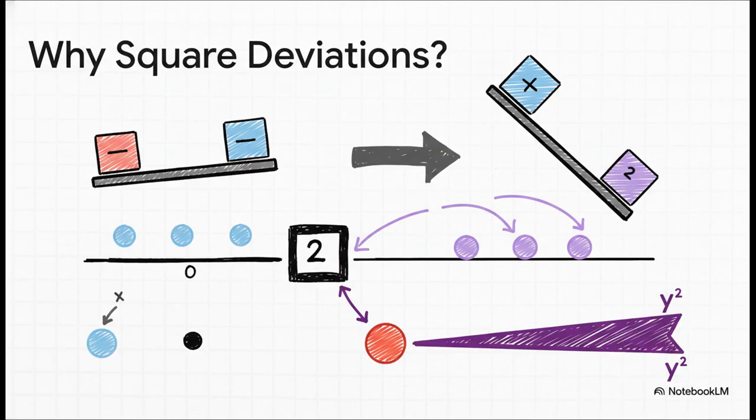First off, if you just added the regular differences, the positives and negatives would all cancel out and you would just get 0, which is useless. Second, squaring makes sure the result is always positive, because you can't have a negative distance. And finally, and this is key, squaring gives a lot more weight to points that are far from the mean. This makes variance super sensitive to those big deviations.